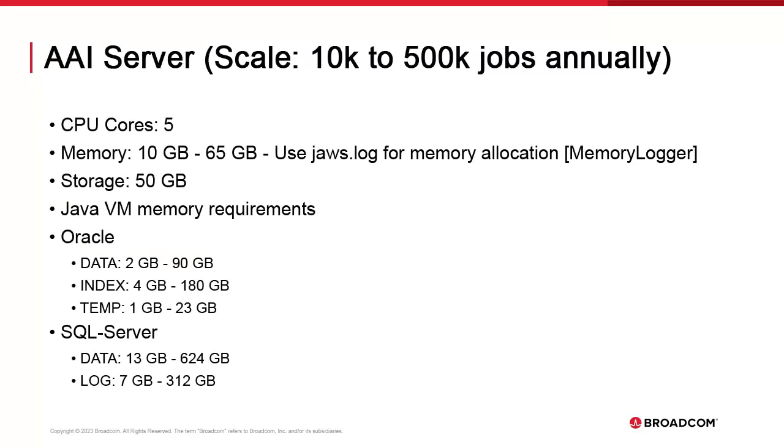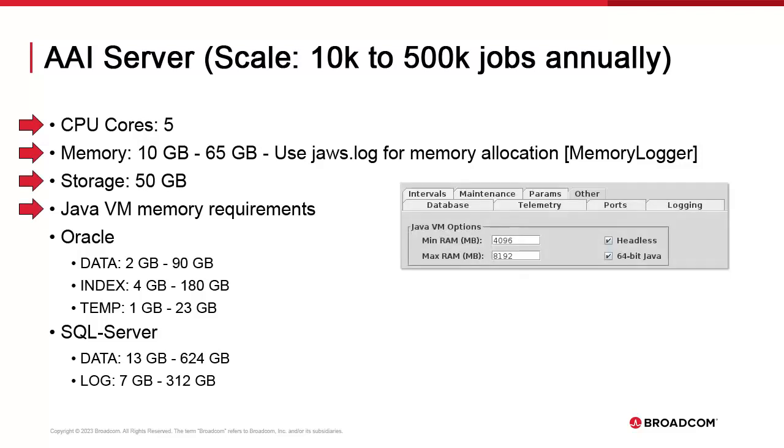Let's look at the AAI server requirements. We're provided two numbers based on job volume estimates, 10,000 and 500,000 annually. Ultimately, you should use the sizing chart to size your systems accurately. The number of cores should be at least 5, irrespective of volumes. Memory should be around 10 gigs for 10,000 jobs and 65 for 500,000. Use the AAI log to identify potential issues with memory usage. As a rule, usage should be closely supervised on all hosts. Storage requirements are around 50 gigs.